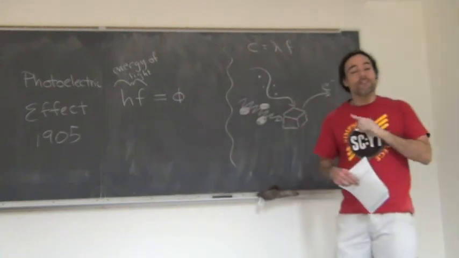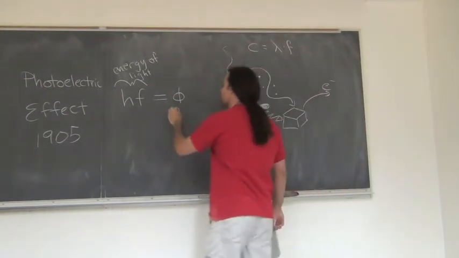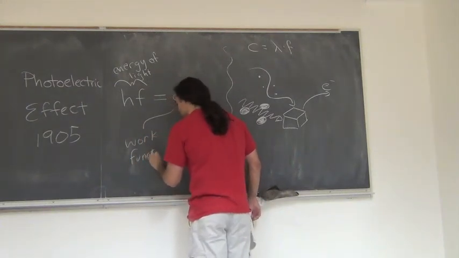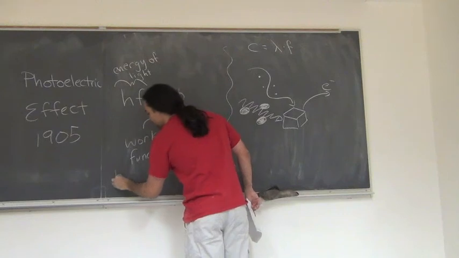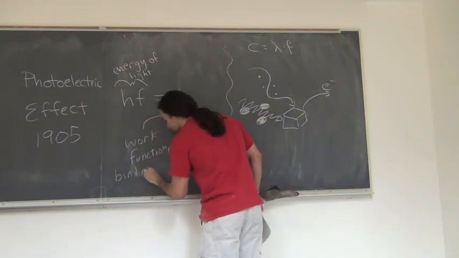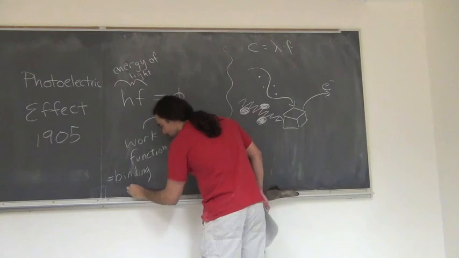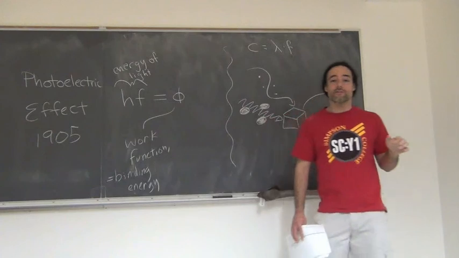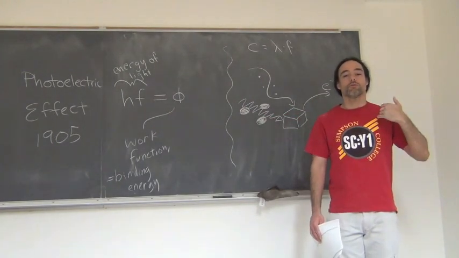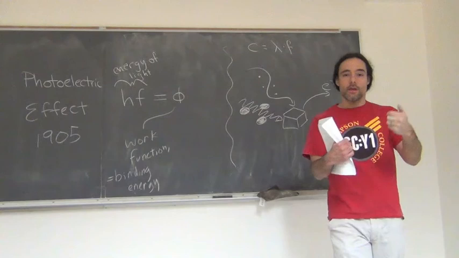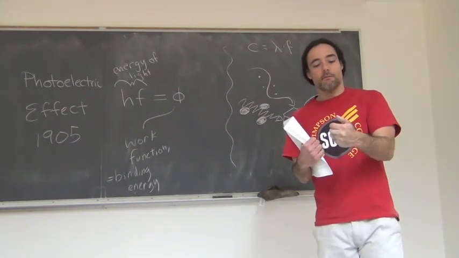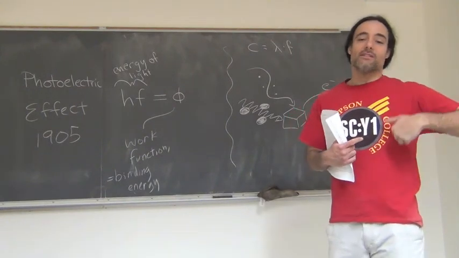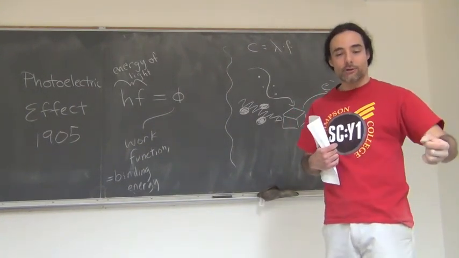is something I will represent by the Greek letter phi. Phi is called the work function. And we can think of this as the binding energy of the electron. So it takes a certain amount of energy just to remove the electron in the first place. The electron's inside its metal atom. There's an attraction between it and the nucleus. And just to get that electron out, you've got to give enough energy so that you can overcome that attractive energy.